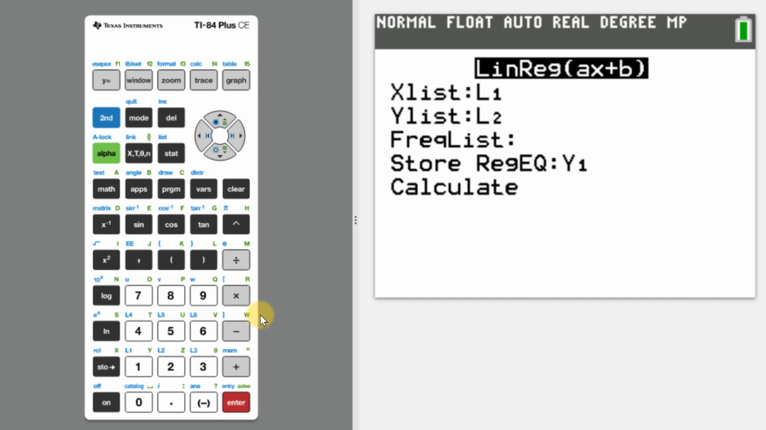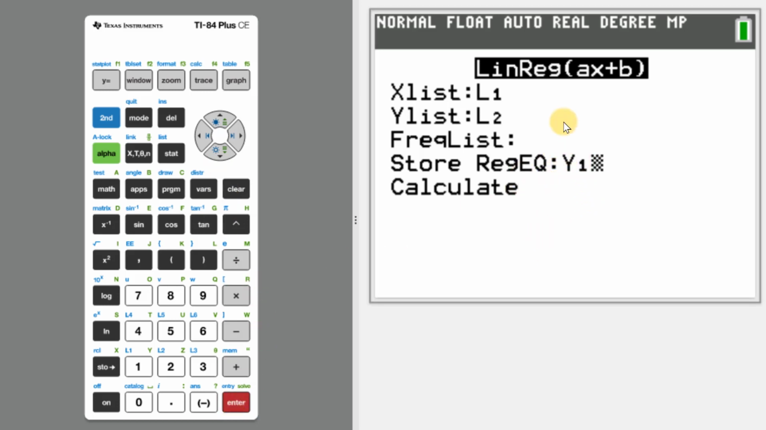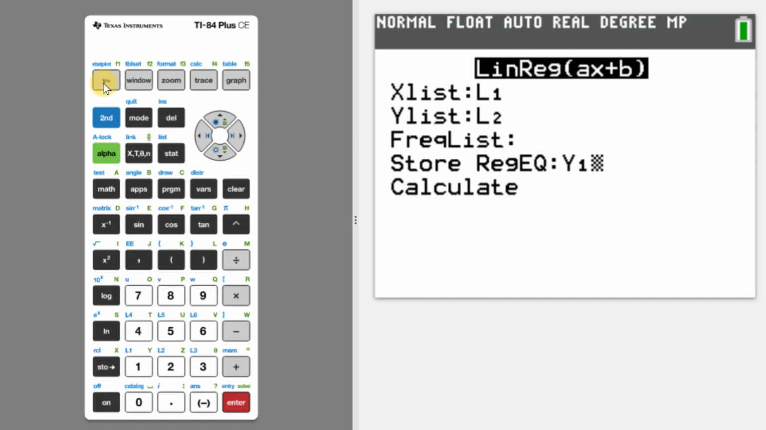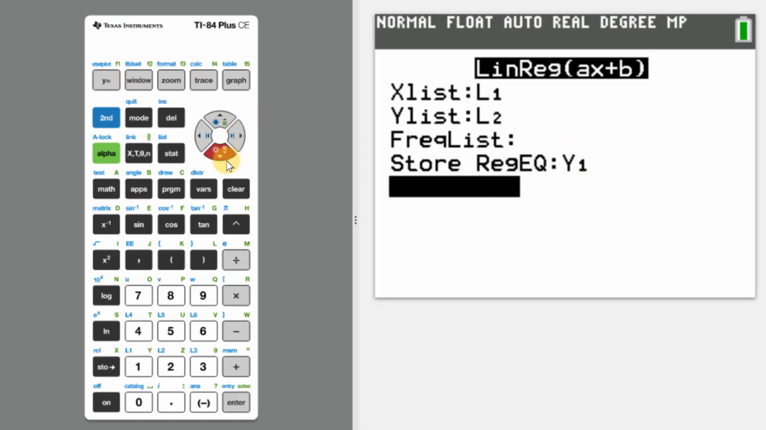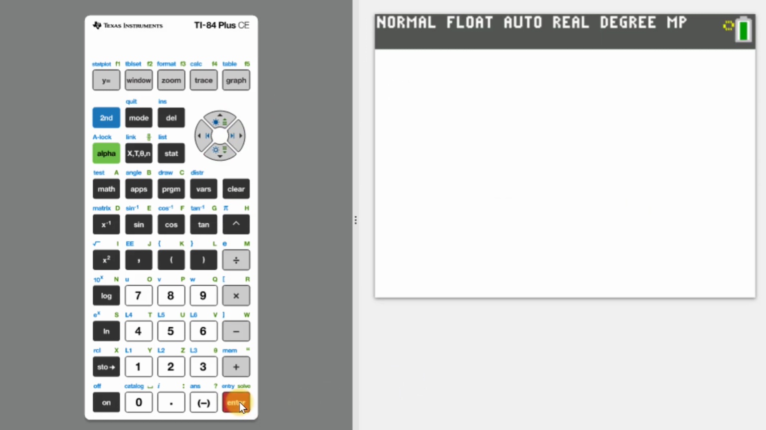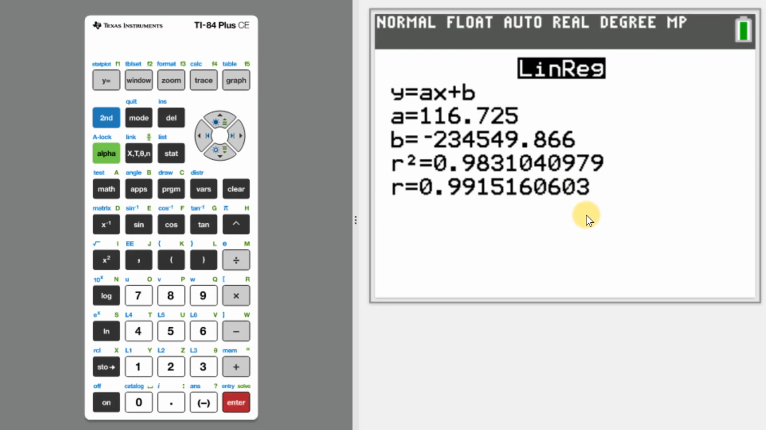Okay, so we could have stored that in any of our y equals. That will store when we hit y equals, you know how you have y1, y2, y3, it's going to store it in y1. Then I can come down here and hit calculate, and it's going to give us all this information. So this is great. We have r squared and we also have r values. We have a very high r value that's very close to 1, so we know we have a very strong correlation. It also gives you your generic equation, y equals ax plus b, and tells you what a and b are.